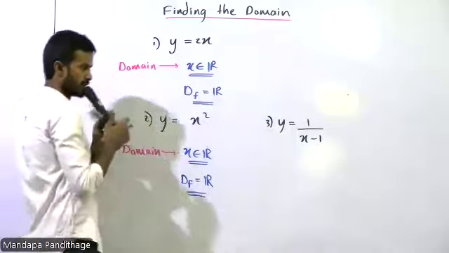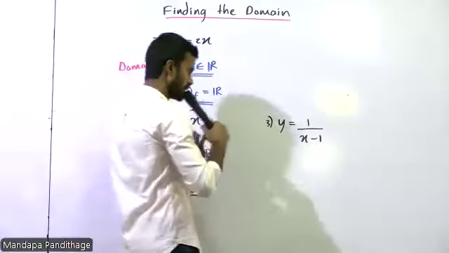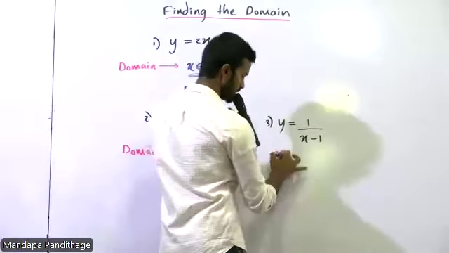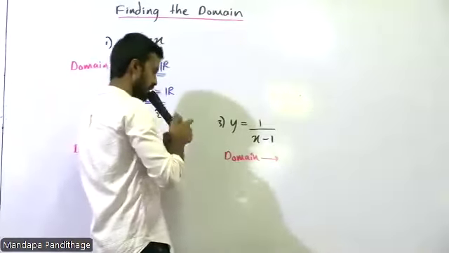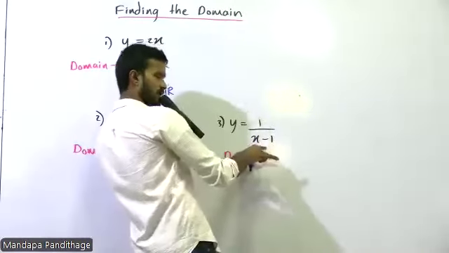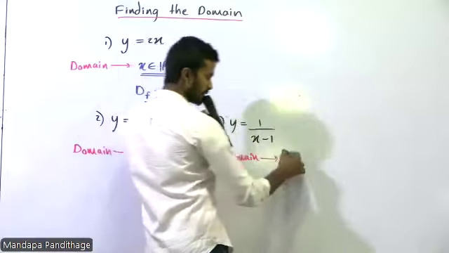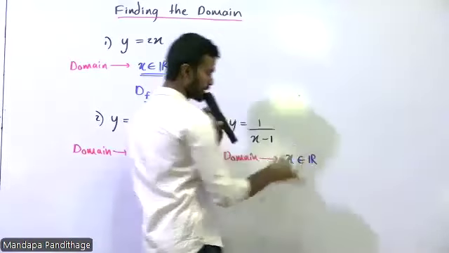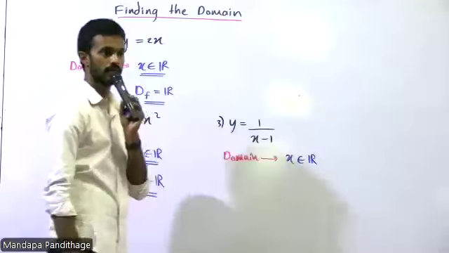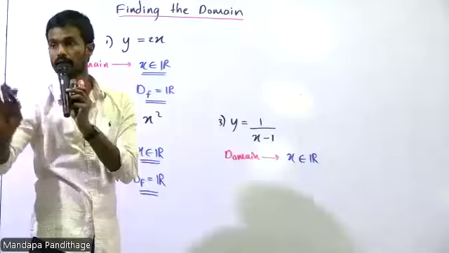But when it comes to here, it's clear that x can be any value, x can take any value, but it can't take 1. So how can we write it? I'm writing it in this way. X is an element of the entire real number set. X can be any real number, but it can't be 1.